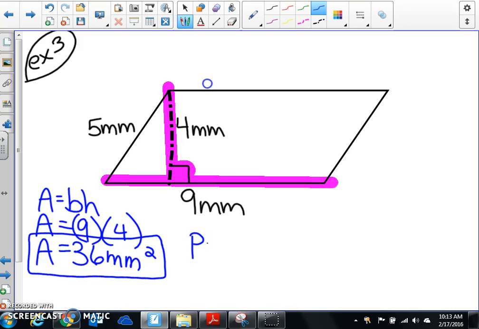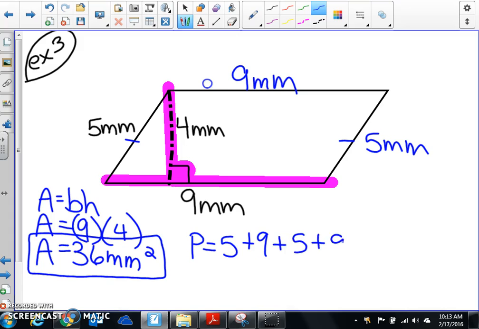My perimeter, this is a 4-sided figure, so I have to find the outside. If this side's 9, this side's 9. If that side's 5, this side's 5. And now I add up the outside. So 5 plus 9 plus 5 plus 9. So perimeter is equal to 28 millimeters.